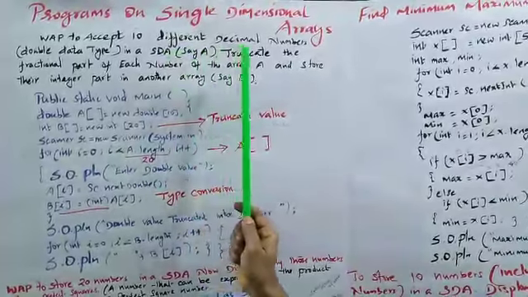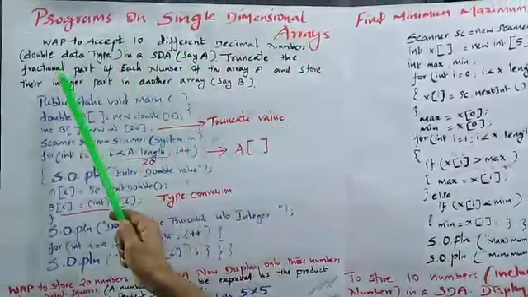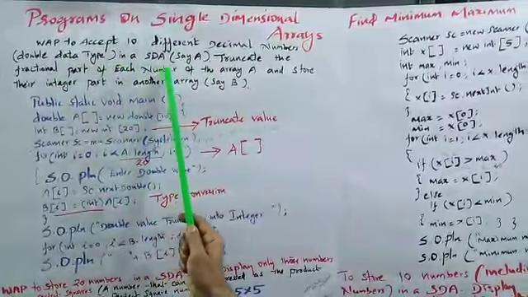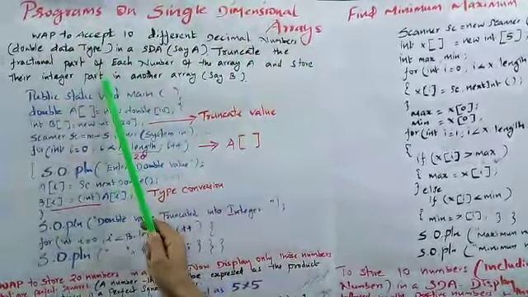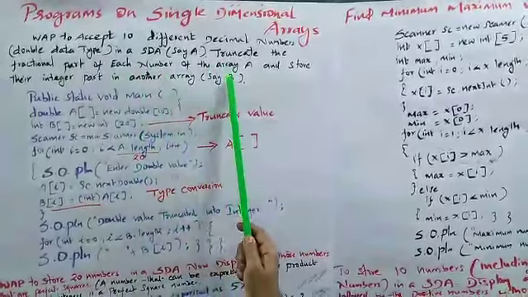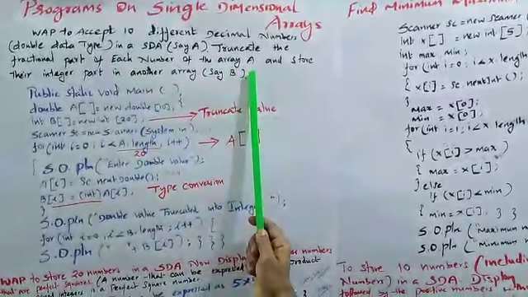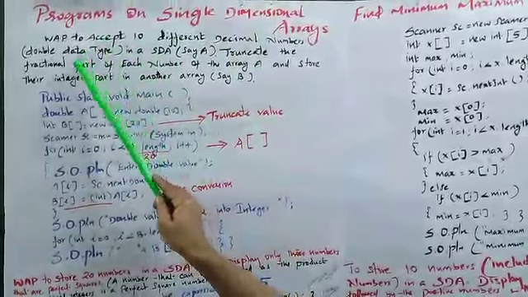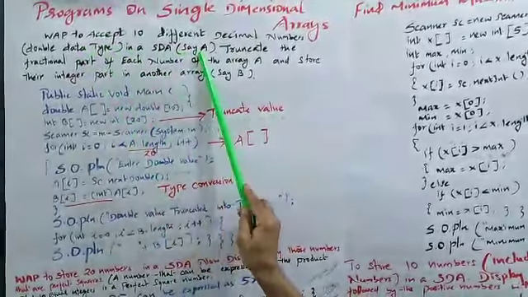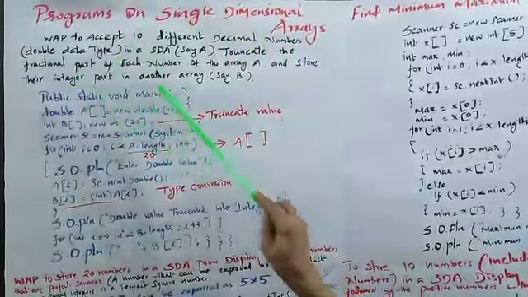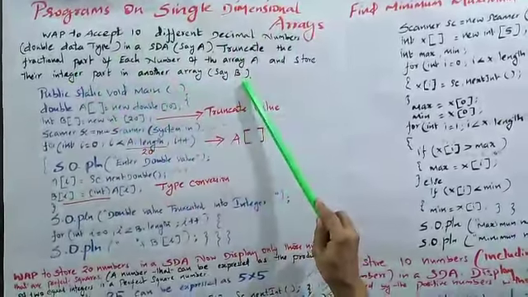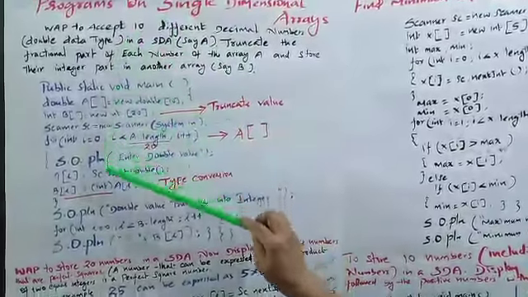and you have to truncate the fractional part of each number of the array A and store their integer part in another array, say B. That means you have to take a double data type array A, and you have to truncate the values and store the integer part in array B. Now the program is like that.